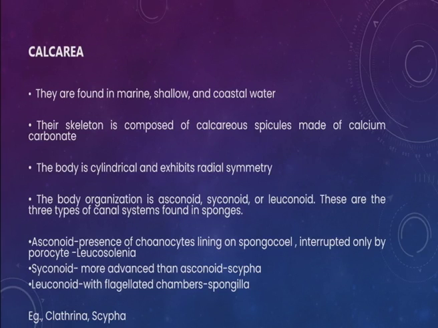Syconoid is more advanced than the asconoid type of canal system. It has a more advanced canal system when compared to the asconoid type. An example of syconoid canal system is Scypha. Now, coming to leuconoid, in which the canal system has flagellated chambers. The example is Spongilla. Calcarean examples are Scypha and Clathrina.